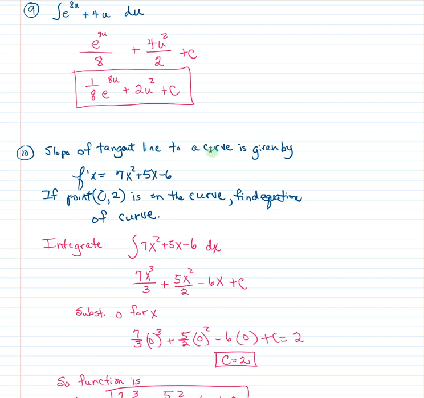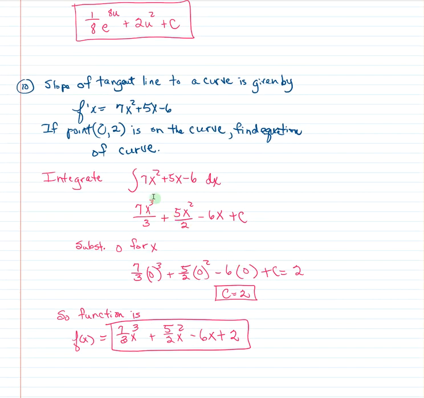All right, number 10, it's listed as kind of a word problem. The slope of a tangent line to a curve is given by f prime of x equals this. Remember, slope of the tangent line is the derivative. If the point 0, 2 is on the original curve, find the equation of the curve. We're kind of working backwards from what we had been doing. We were always finding the equation of the tangent line, and now we're going back to the original. So we're going to integrate this derivative here so that we can go backwards. So the integral is 7x squared plus 5x minus 6 dx. So that's 7x cubed over 3 plus 5x squared over 2 minus 6x plus c.